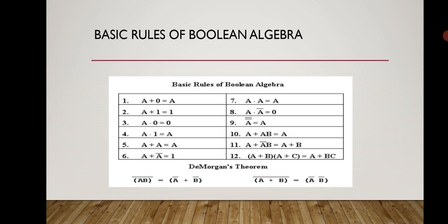The next one is a plus a bar b, where we are taking the common term outside so that we get a plus b. And coming to the 12th one, a plus b into a plus c is equal to a plus bc. For removing the brackets we multiply, and the final result will be this. And De Morgan's theorem is listed as below. Every expression over here, the basic rules, will be proved in the upcoming presentations.